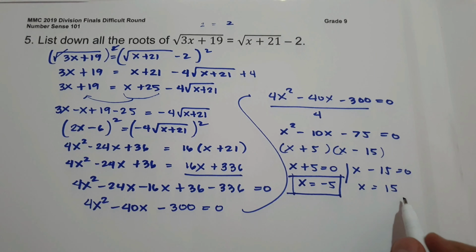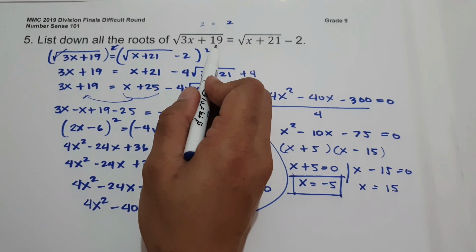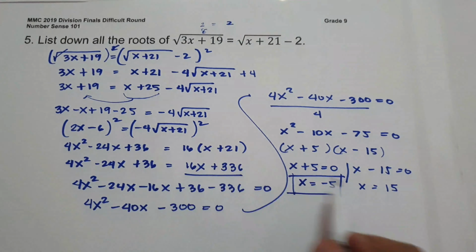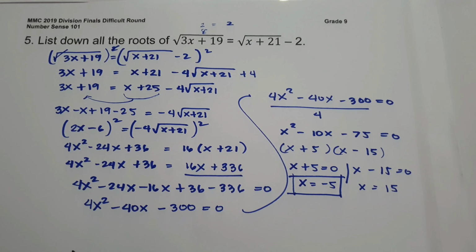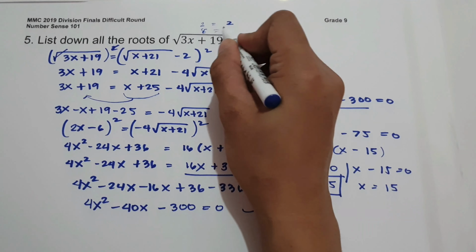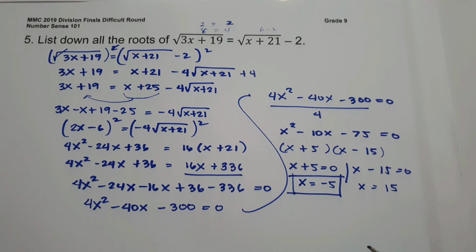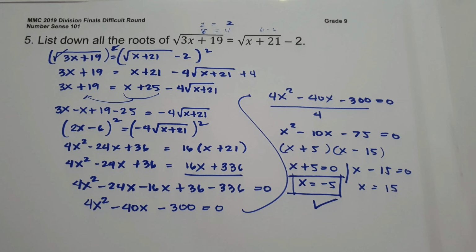What about 15? So 15 times 3, that is 45, plus 19, 64. Square root of 64 is 8. And then 15 plus 21, that is 36. And square root of 36 is 6 minus 2. So this is 8 equals 4. So therefore, 15 is not included in our solution. So our answer is negative 5. So this will be our answer.